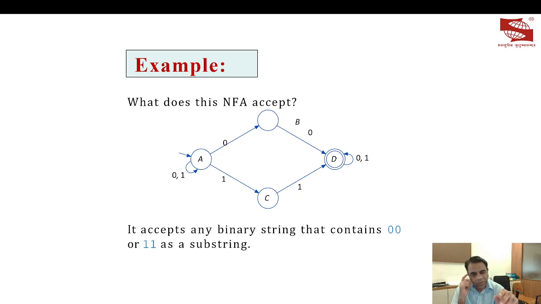So using this diagram, we can define that if double zero or double one is there in the string, then this machine will accept these types of strings. So this is an example of the non-deterministic finite automata.